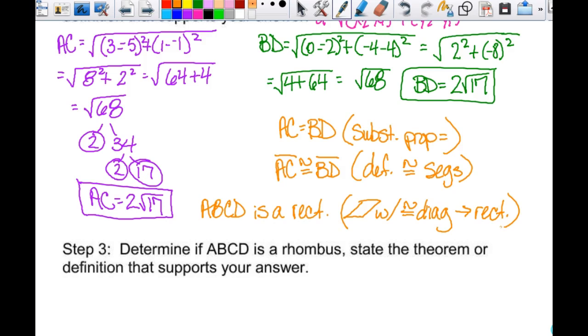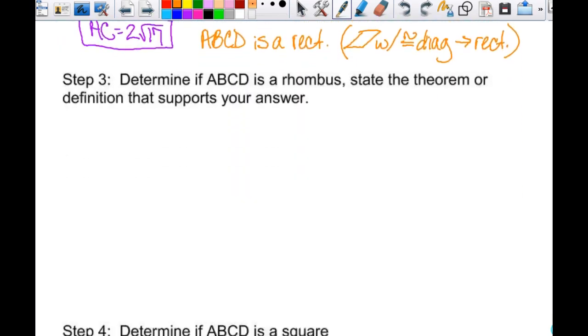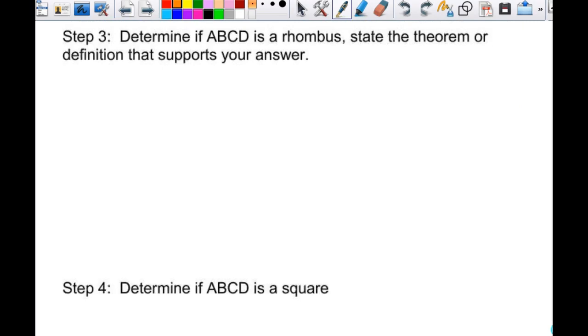Because the process of having to justify and explain is imperative in anything that you do. All right, so now we're going to determine if this is a rhombus and state the theorem or definition that supports our answer. To figure out if this is a rhombus, if one diagonal bisects a pair of opposite angles, that makes it a rhombus. But do I really want to look at angles on the grid? No, really don't want to go down that way. So what else could I do?